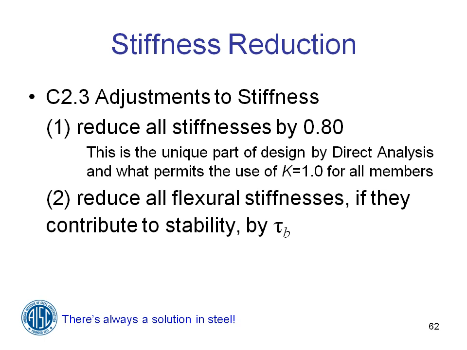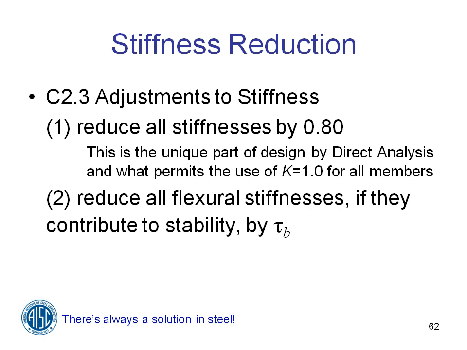Now the stiffness adjustment. Two things. To do the direct analysis method, you must reduce all stiffnesses by 0.8. This is the unique part about the direct analysis method. This is something that's not in any of the other methods, and it's because of this 0.8 reduction in the stiffness of the members that we're allowed to have an effective length factor from the design side of 1. There's also the adjustment for tau sub b for the residual stresses, but that you will find in the direct analysis method and the effective length method.